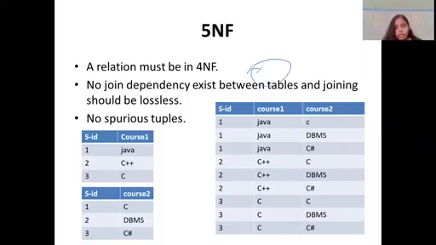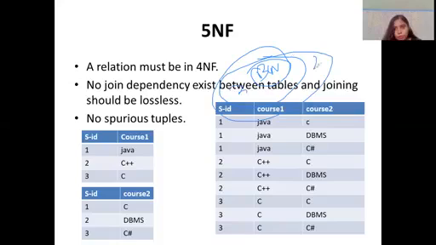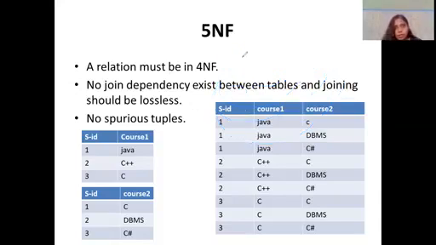So BCNF is the most restricted type of normal form. This is the Venn diagram. Then I have my third normal form, then my second normal form, and finally my first normal form. This is the Venn diagram for my normal forms: BCNF, then third normal form, second normal form, and first normal form. So this is all about normal forms.